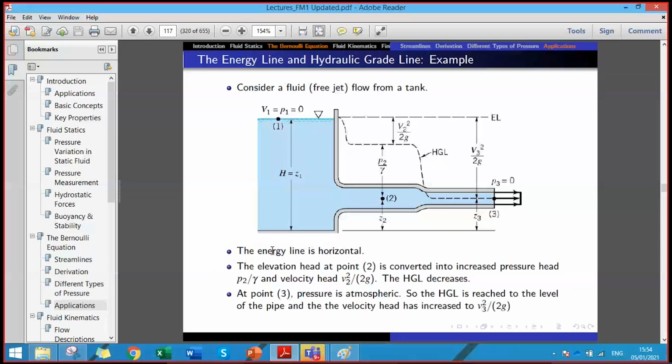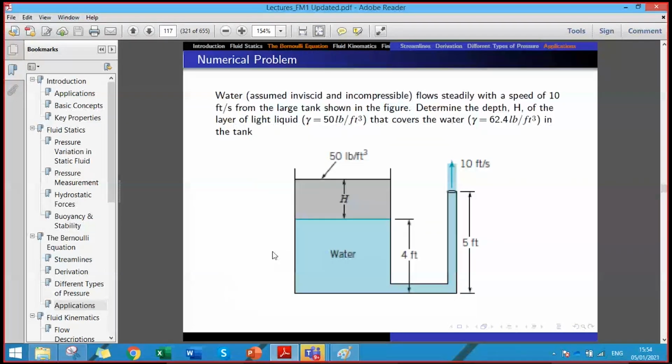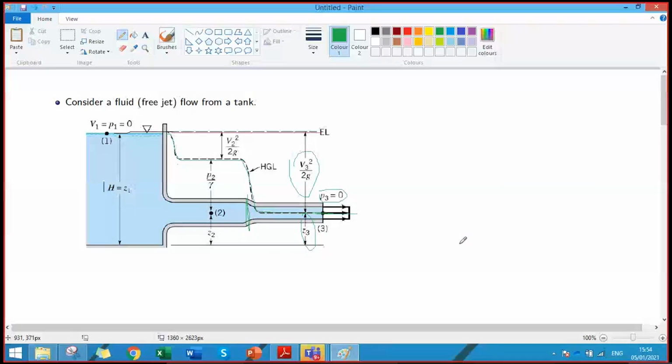Sir, if area decreases, static pressure will decrease, right? Yes, a decrease in area will mean an increase in velocity, which means an increase in dynamic pressure, or the velocity head, which means a decrease in the static pressure. That increase in velocity is basically coming from the decrease in the static pressure. Static pressure is being converted into velocity.